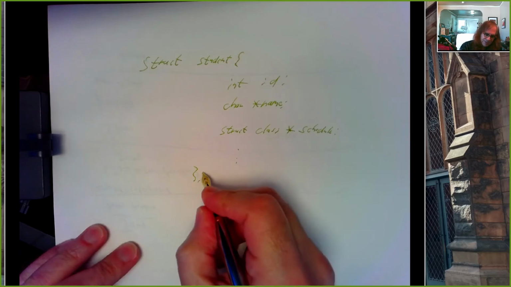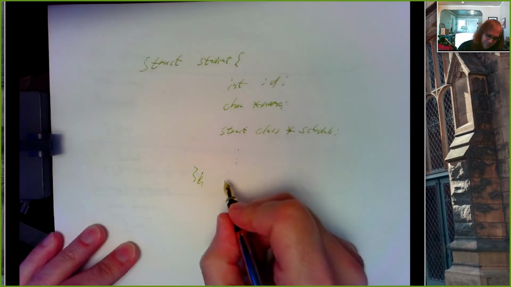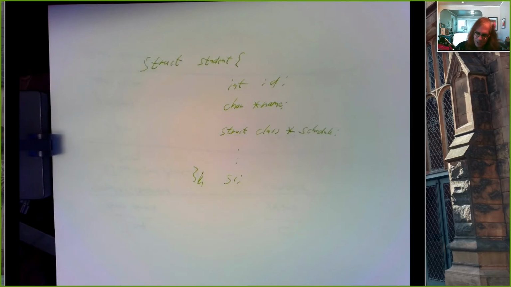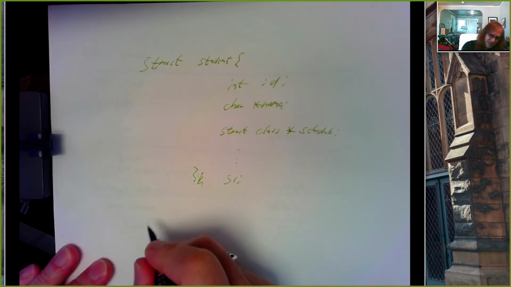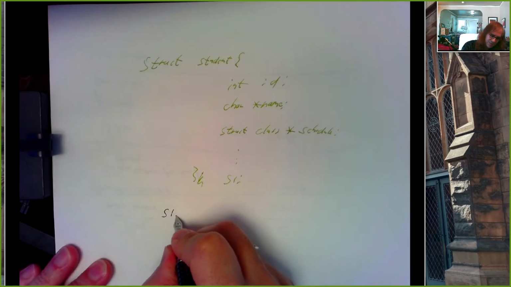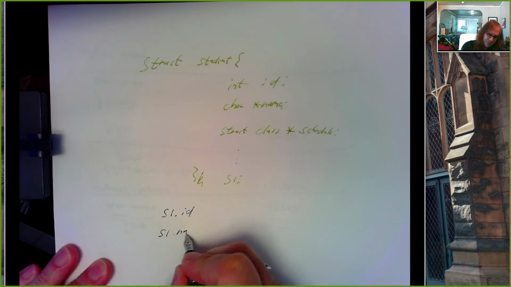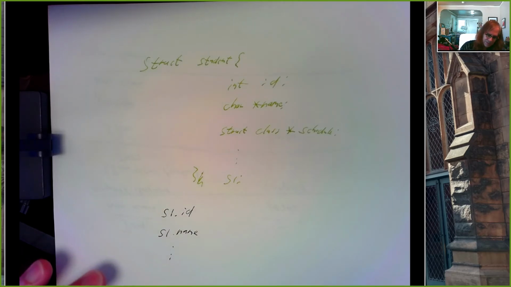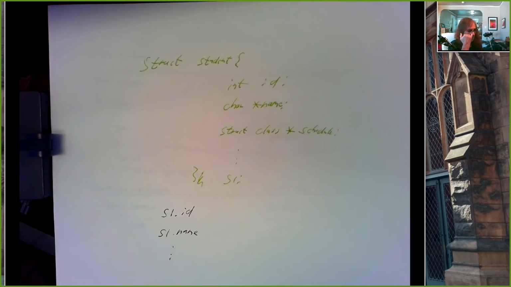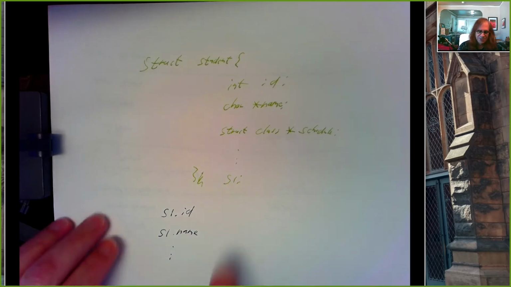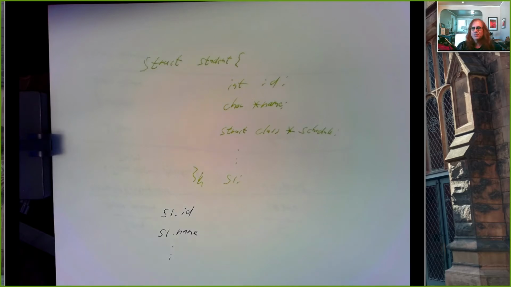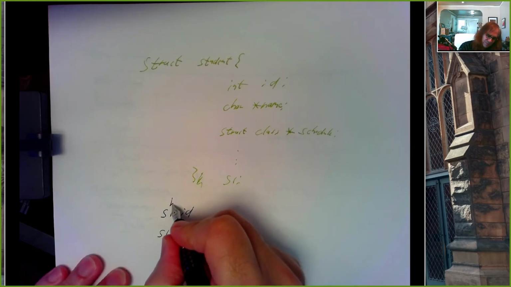And then we could say struct student S1, where S1 is a student, a struct student. Then if we want to know S1's ID, we say S1.ID. And if we want to know S1's name, we say S1.name, and so on. This is if S1 is actually a structure. If it's a pointer to a structure, we use the arrow. We're not going to worry about that. So this is a structure.